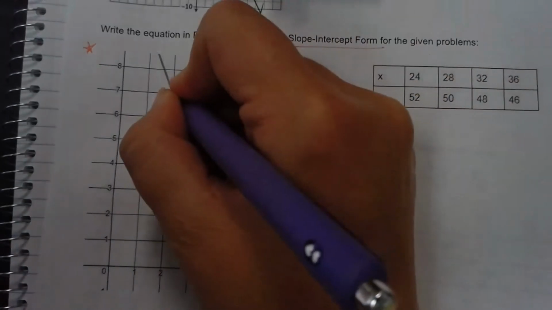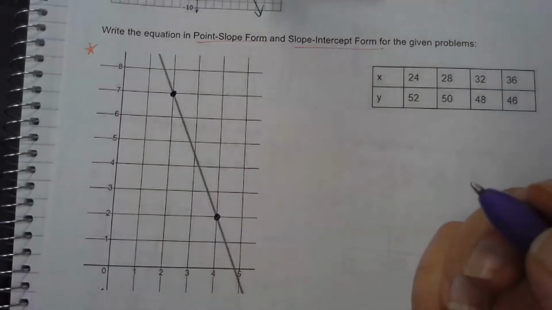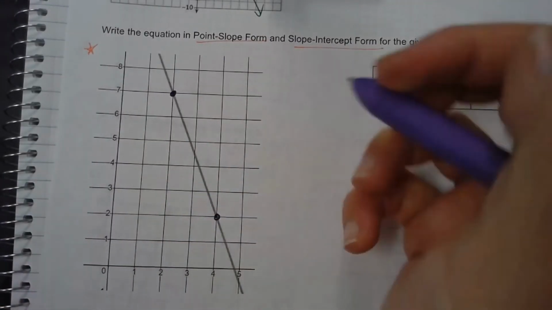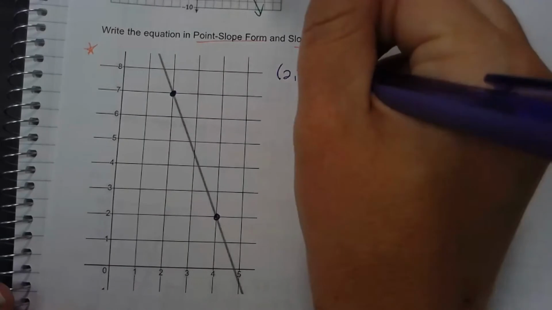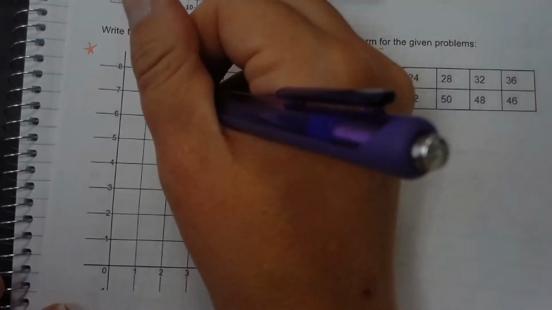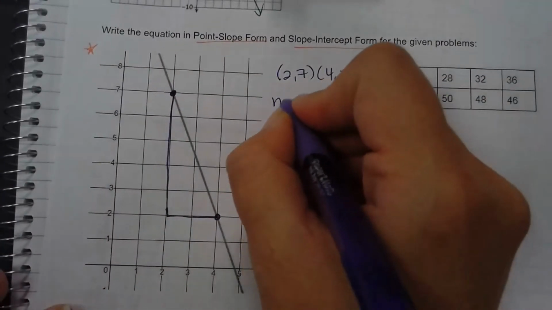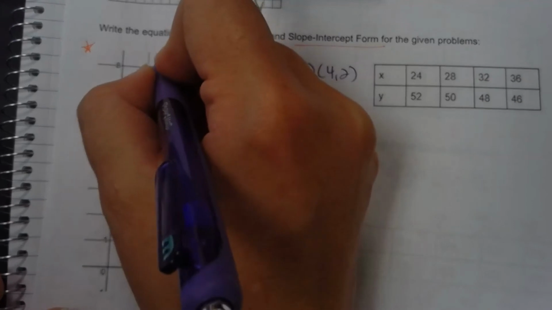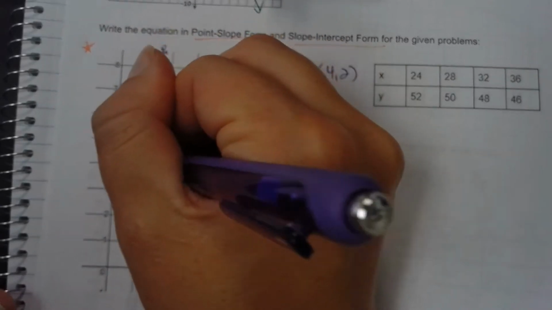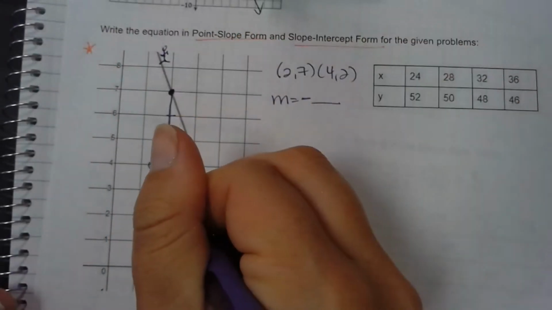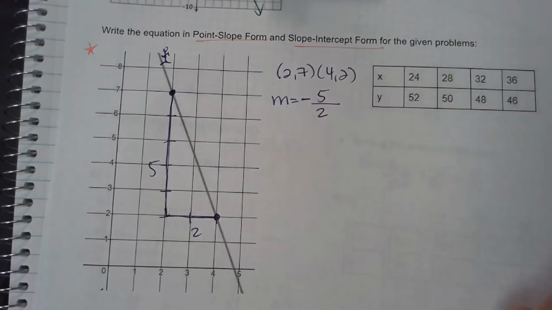All right, so first let's identify the points. So I have 1 there and then 1 there. So that would mean that my points are at 2, 7 and at 4, 2. And make my little slope triangle. My slope, little man, is going down a hill, so it's a negative slope. 1, 2, 3, 4, 5. 1, 2. So negative 5 over 2 is my slope.